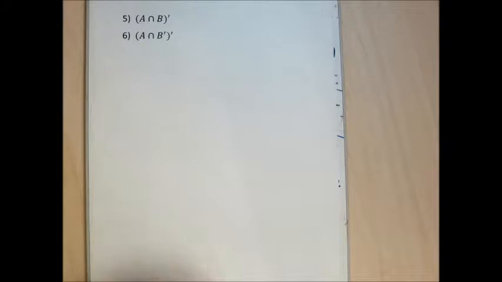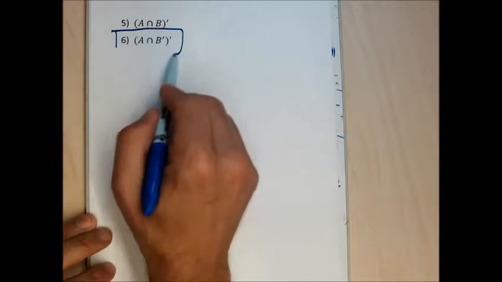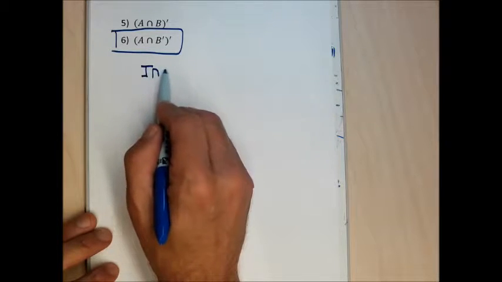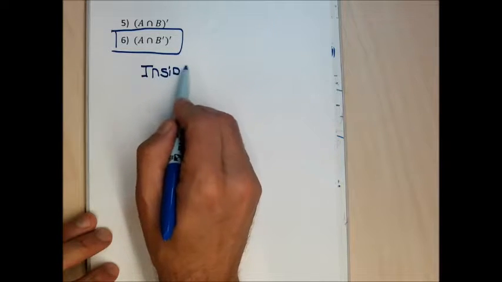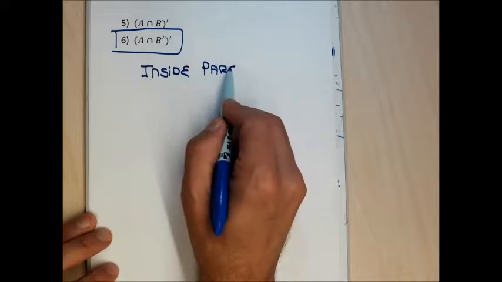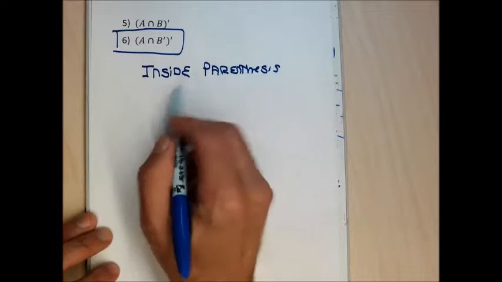When I have parentheses, I probably am going to have to accomplish this with 2 Venn diagrams, and maybe even 3. So I'm going to do problem 6. The first thing I'm going to try to do is the inside of the parentheses, because that's my order of operations. And because the inside of the parentheses has an intersection, it's going to take me 2 Venn diagrams to represent what's inside the parentheses.